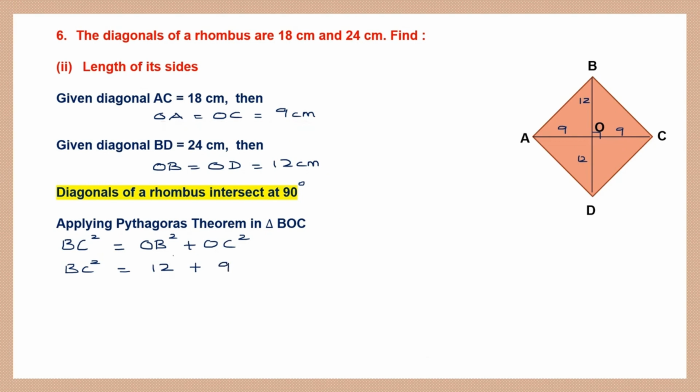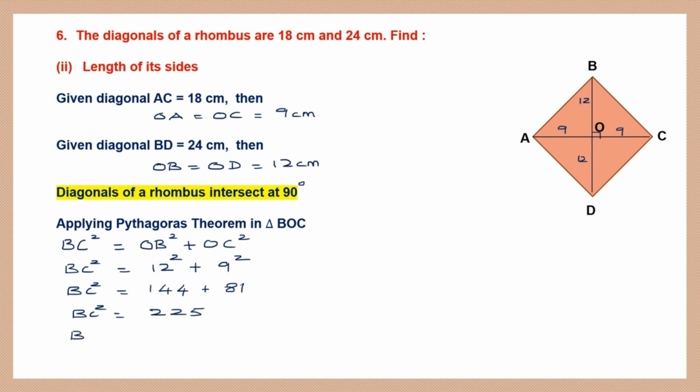So that means square of these, OB square plus OC square. Now let's continue. BC square is equal to 12 into 12 is 144, 9 into 9 is 81. So BC square is equal to 225.